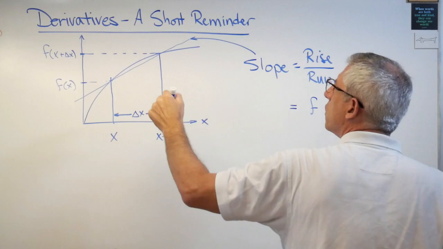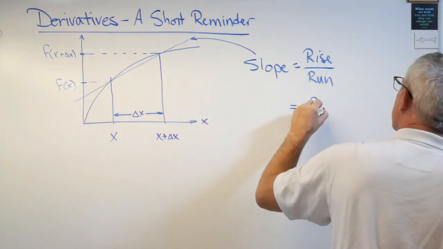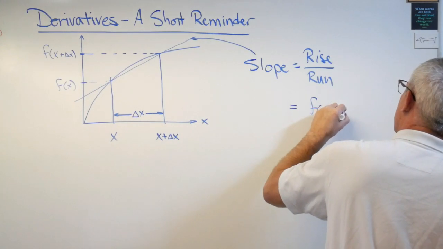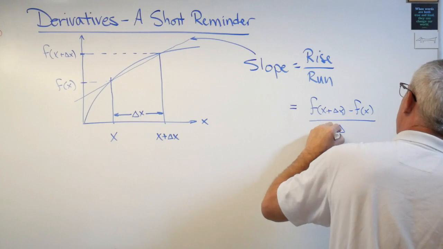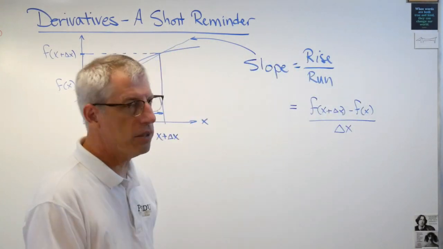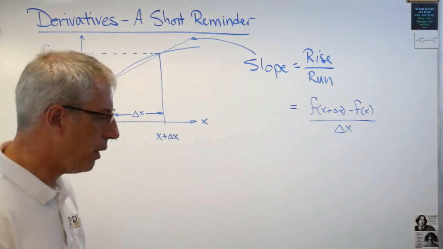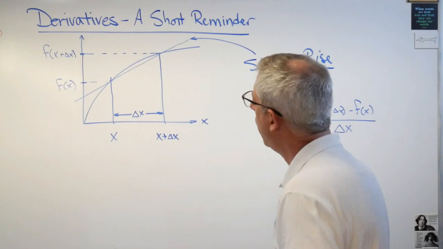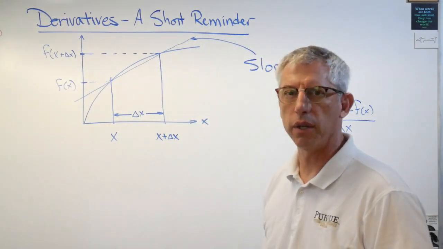So rise is that minus that, change in height, okay? And run, change in horizontal distance, is delta x. That's a slope. That's a slope defined using that curve. Now, we've got a problem. The problem is, the slope I drew is not actually the slope of that function.